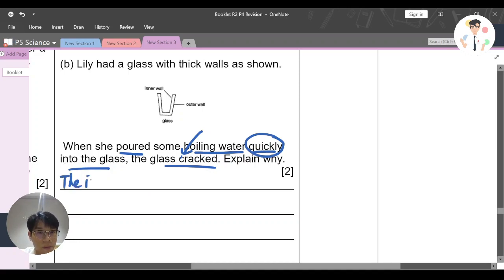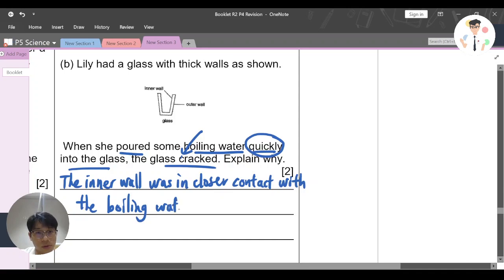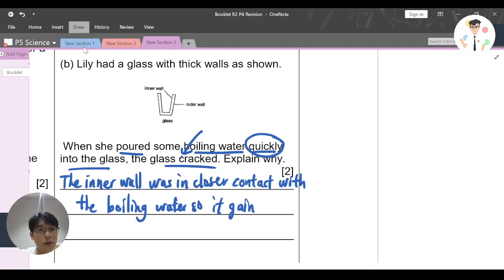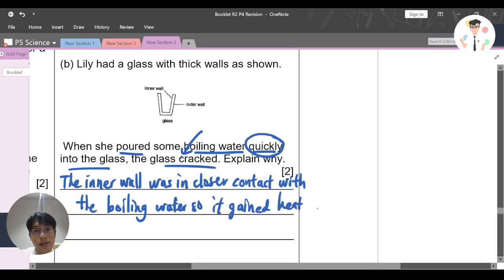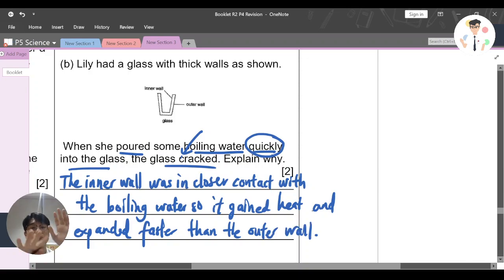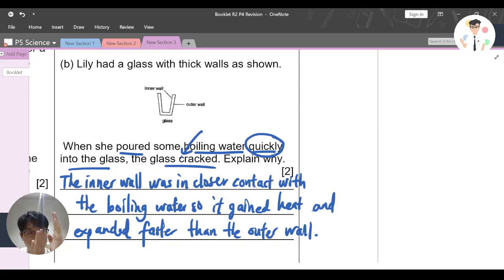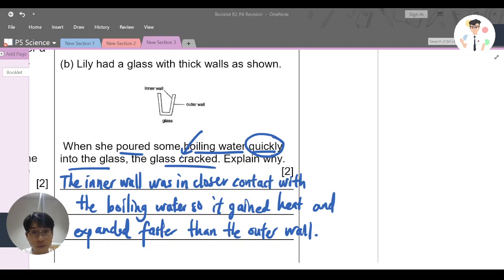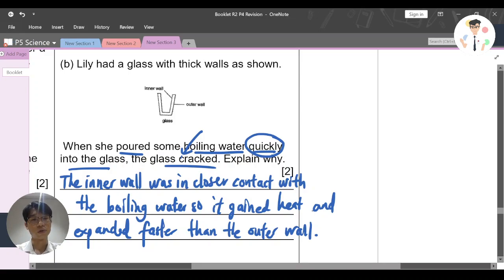You can see that the inner wall was in closer contact with the boiling water. So it gained heat. Again, it's about the effect of heat here. It gained heat and expanded faster than the outer wall. So again, the problem here is that one side is too fast, one side is a bit slow because you add the water too quickly. So you need to be very careful when you are pouring hot water into a cup, especially one that's slightly thicker. Okay, so that's the idea, and let's move on to the next question.